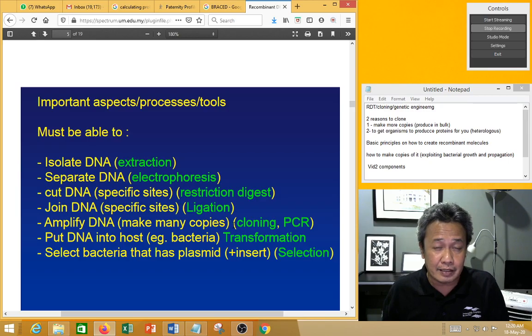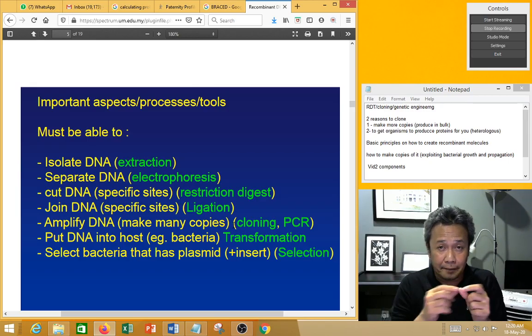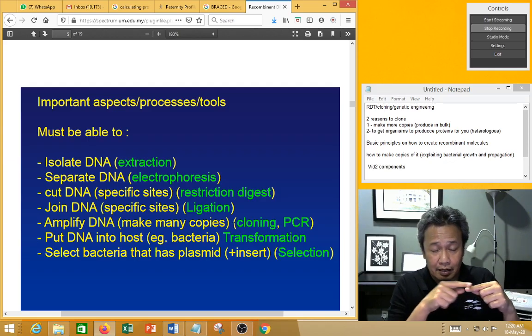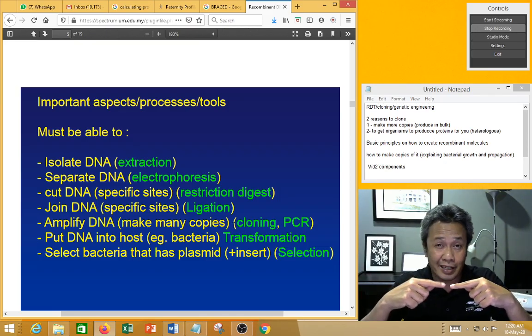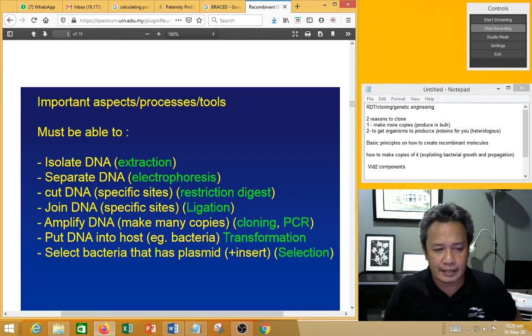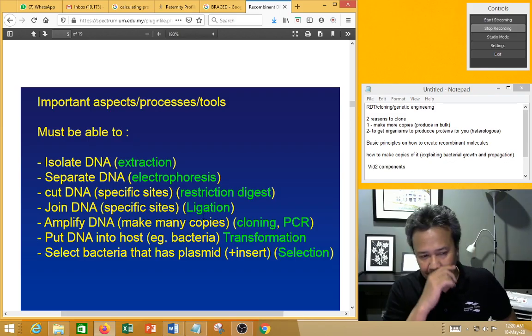We know joining DNA already. Remember, in replication towards the end, you have polymerase synthesizing the fragment, and then towards the end the Okazaki fragments will be joined. This is done by ligase, and the process is called ligation.